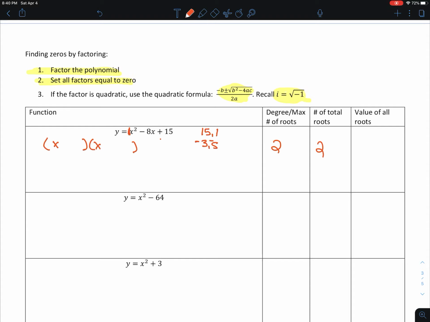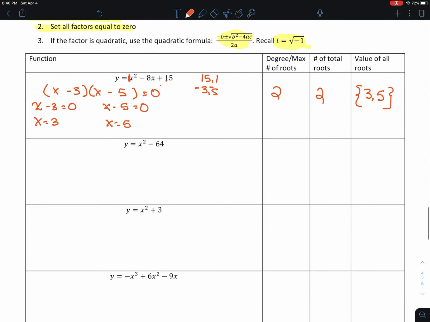Well, because this is positive, either both numbers are positive or they're both negative. In this case, they're both negative, so we have (x - 3)(x - 5) equal to 0. Then we set both of these equal to 0 like we did in the previous video, and we get x equals 3 and x equals 5. So that just required an extra step. Our roots are 3 and 5.